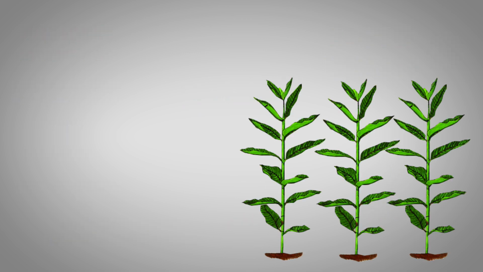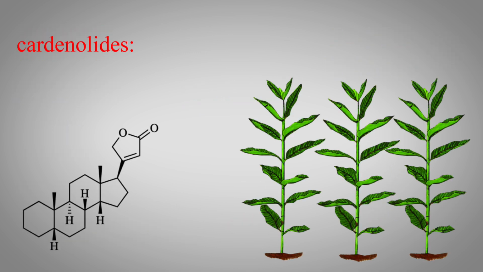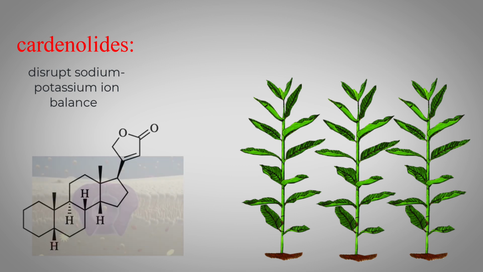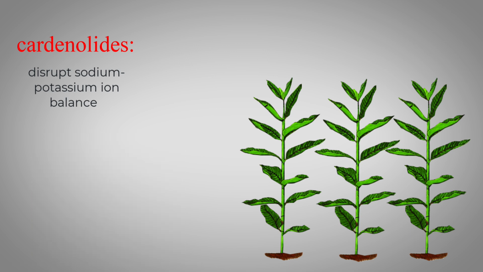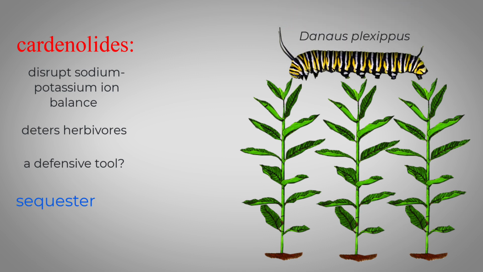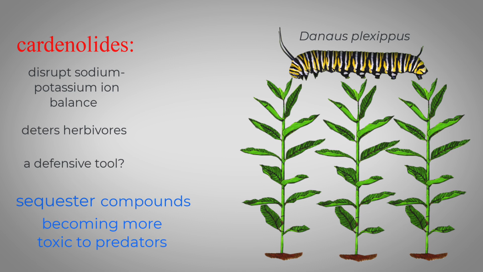Milkweeds produce cardinalides, which are compounds that disrupt the sodium-potassium ion balance in insect cells by inhibiting the sodium-potassium ATPase enzyme. This mechanism not only deters herbivores, but can also serve as a defensive tool for specialist herbivores like the monarch butterfly caterpillars, which can sequester these compounds to make themselves more toxic to predators.